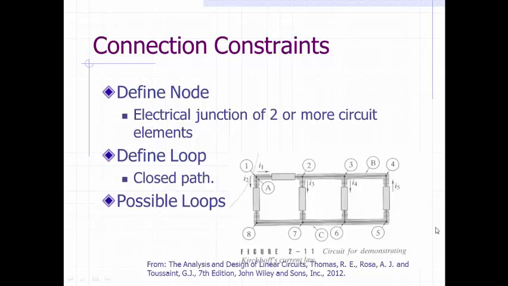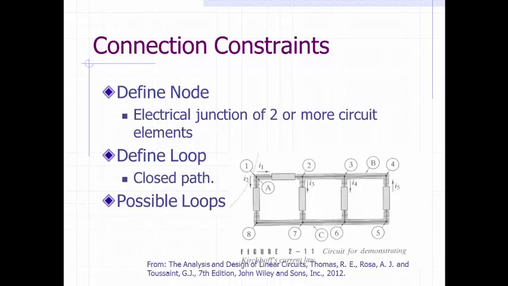First, let's define node. Node is defined as an electrical junction of 2 or more circuit elements. So, in this example, let's look at how many nodes we have. Obviously, this is a node because this is a junction between this element and this element. Now, how about here? Here is a node. Here looks like another node. And number 4 looks like another node.